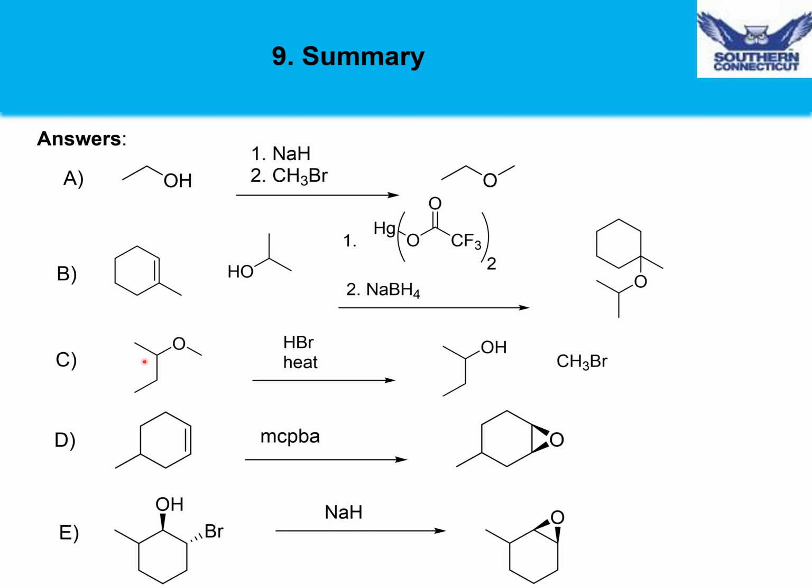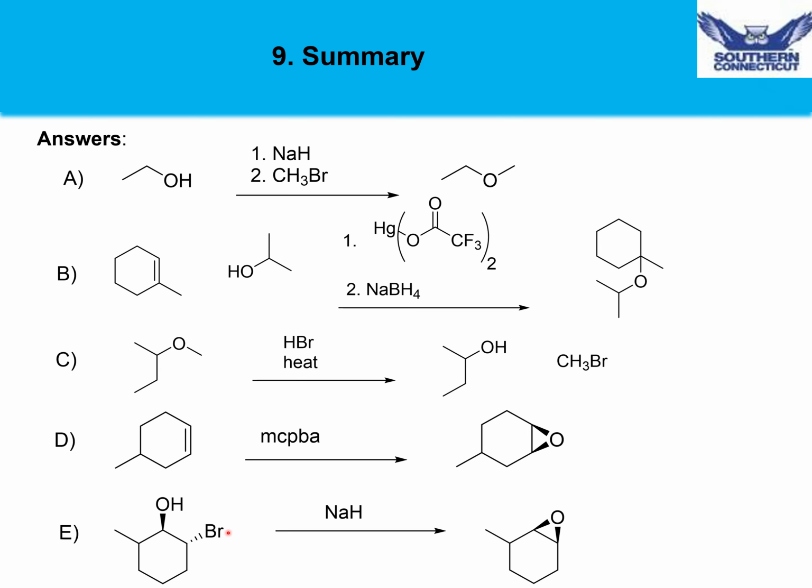If we have an ether and we treat it with HBr, generally the bromine will attack the least substituted carbon through an SN2 type reaction, and the rest of the molecule, starting from the oxygen, will be eliminated as an alcohol. With alkenes, if we add MCPBA, we can convert them into epoxides.